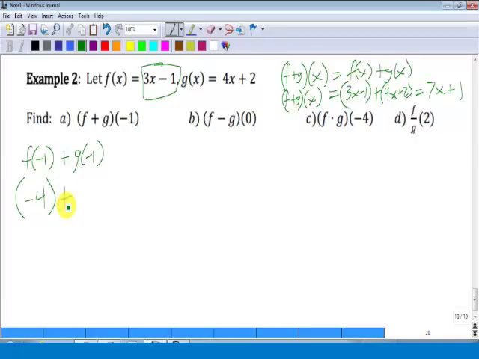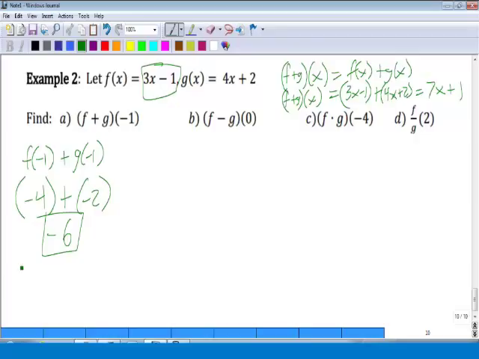How about g of negative 1? 4 times negative 1, negative 4 plus 2, negative 2. So it's negative 6. Evaluate f of the number, evaluate g of the number, add. If I evaluated correctly, if I added correctly, it's negative 6.